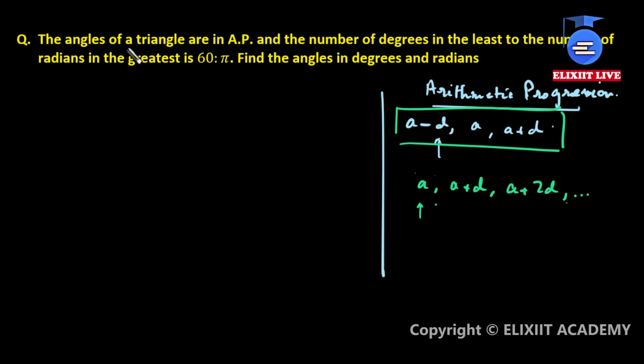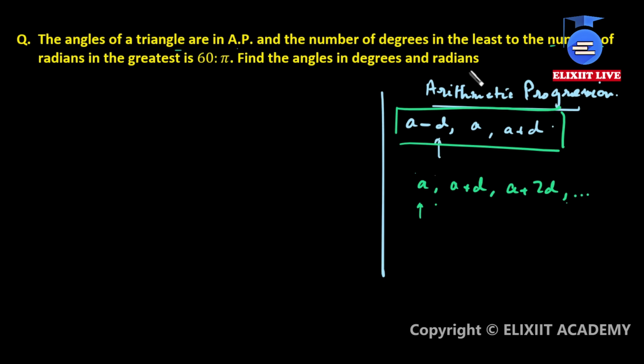So now it's given that the angles of a triangle are in AP and the number of degrees in the least to the number of radians in the greatest is 60:pi. Find the angles in degrees and radians. First, try out this question. I have told you how to consider the angles: A minus D, A and A plus D.